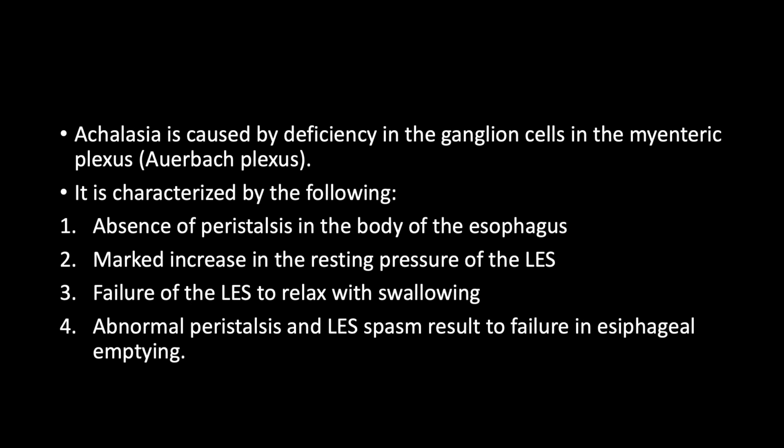So the pathophysiology behind achalasia is due to a deficiency in the ganglion cells in the mesenteric plexus, namely the Auerbach plexus. This deficiency causes the following: absence of peristalsis in the body of the esophagus, marked increase in the resting pressure of the lower esophageal sphincter, failure of the lower esophageal sphincter to relax with swallowing, and abnormal peristalsis and lower esophageal sphincter spasm resulting in failure in esophageal emptying.